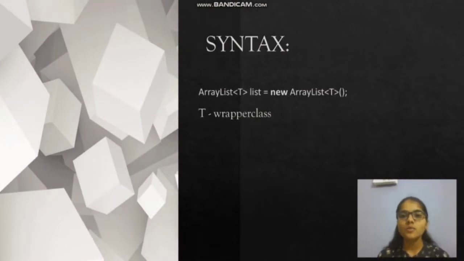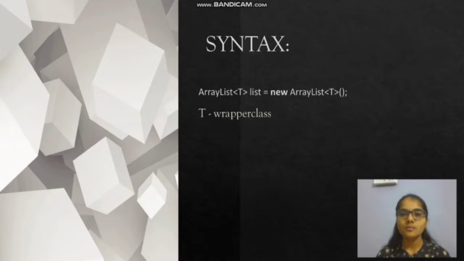The syntax used for creating an object for the ArrayList is what we can see here. The T represents the wrapper class, whatever wrapper class we need to create an object for. This is the generic form of denoting the syntax. It is the class, then the wrapper class, and then the object being created. Here, list is the object we are creating for the ArrayList. The T might be the Integer class or the String class or anything.